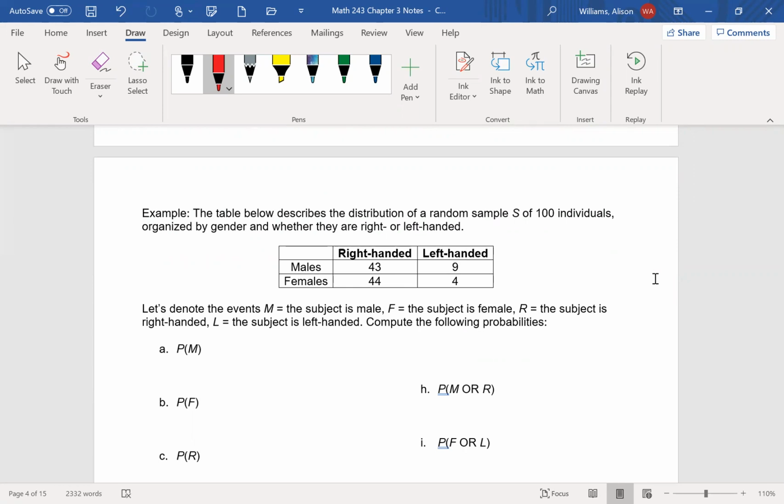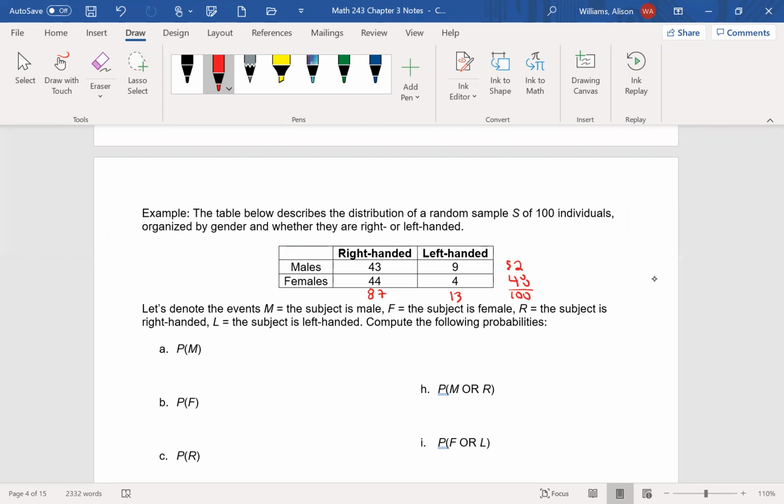So they want us to find out the probability of being male. So it would probably make sense to take a second and total up the rows and columns here. So let me do that really fast. So the total of males that are right-handed and left-handed are 52. And females would be 48. By the way, that totals up to 100, which makes sense because we're told that there was 100 people asked. Okay, so for right-handed people, 43, 44, that's 87. And left-handed people is 13. And those two add up to 100 also.